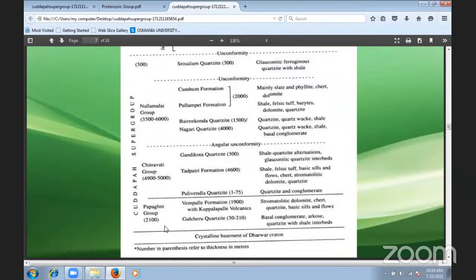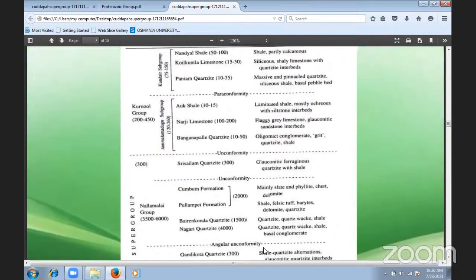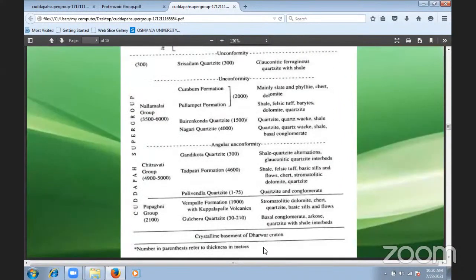Now coming to this Papagni group, the thickness is around 2,100 meters, and it has the Vempalle formation. The Vempalle formation has not only stromatolitic dolomite, but also quartzite, basic sills, and along with some volcanic flows we can identify here. Next, coming to the Gulcheru quartzite, it has a basal conglomerate, and along with that, Arcos quartzite with shale interbeds.